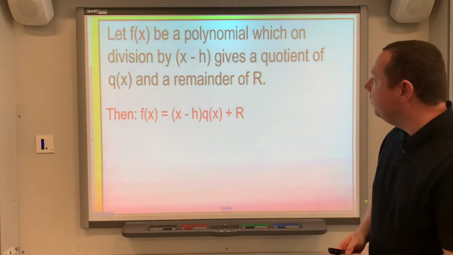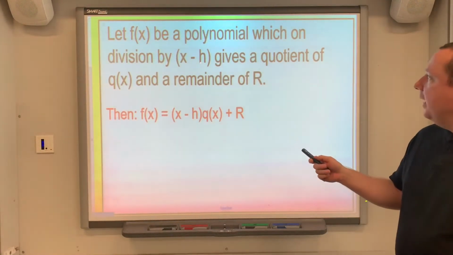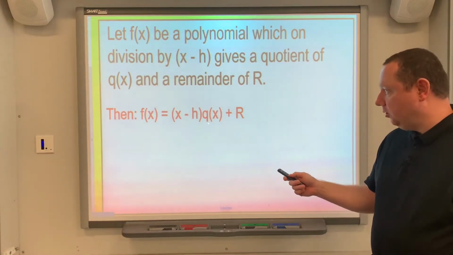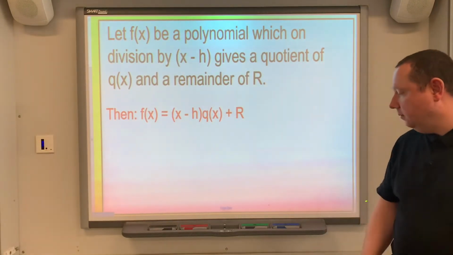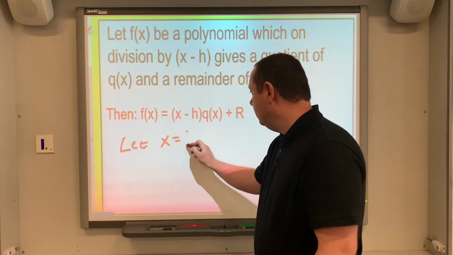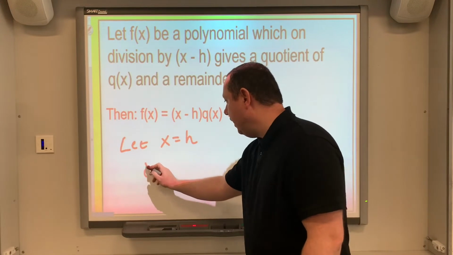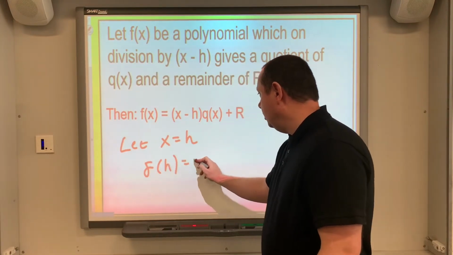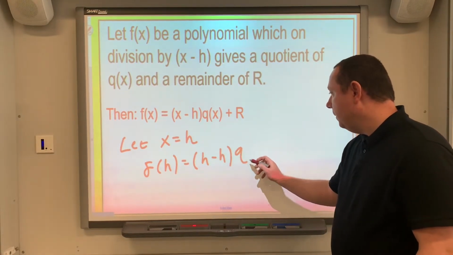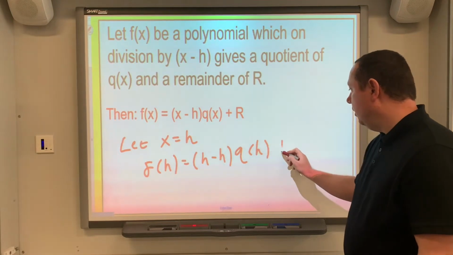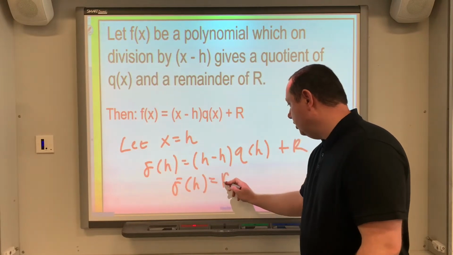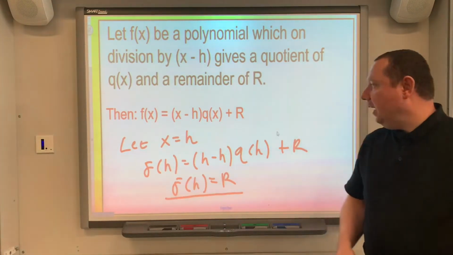Here's a nice proof of the remainder theorem. If f of x is a polynomial and we're going to divide it by x minus h, then clearly you'll have f of x equals x minus h times q of x plus some sort of remainder r. But let's say we let x equal h. Then f of h equals h minus h times q of h plus r. So f of h equals r. So we've just proved that the remainder is f of h.